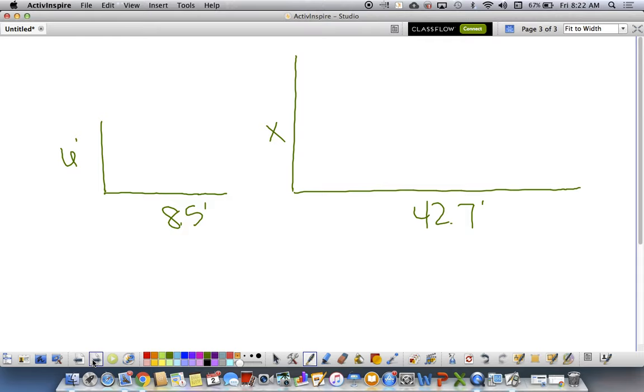Okay? If it's just giving you a triangle and you're trying to find a side length, you go by what the other side lengths are, not always just what the angles are.